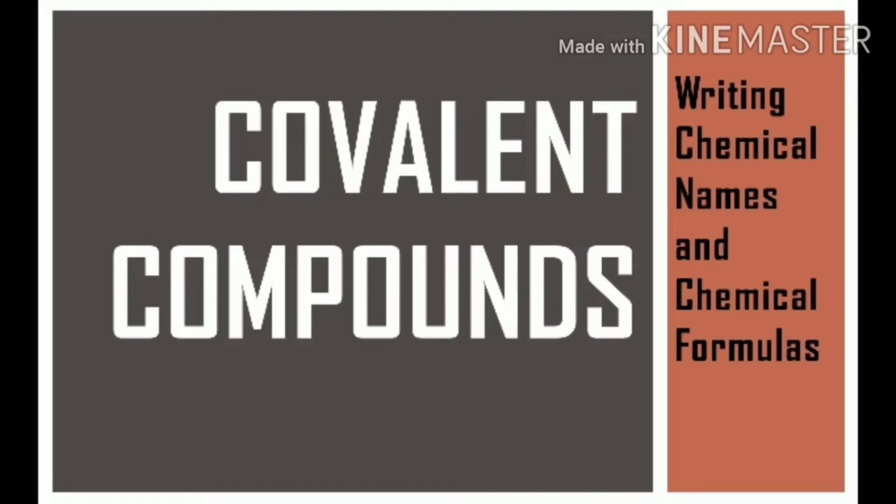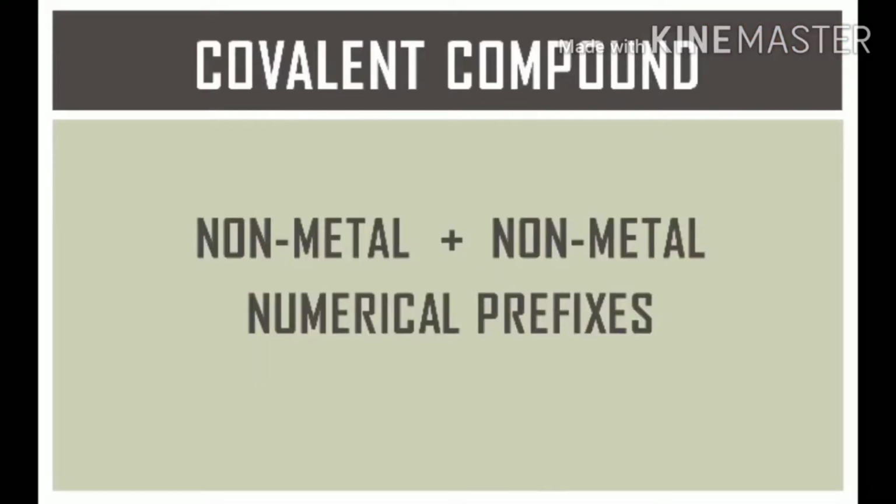Do you actually know what a covalent compound is? Maybe yes or maybe no. So first, a covalent compound is composed of two nonmetals, a nonmetal plus another nonmetal. As we already know, nonmetals are elements that are located at the right side of our periodic table.